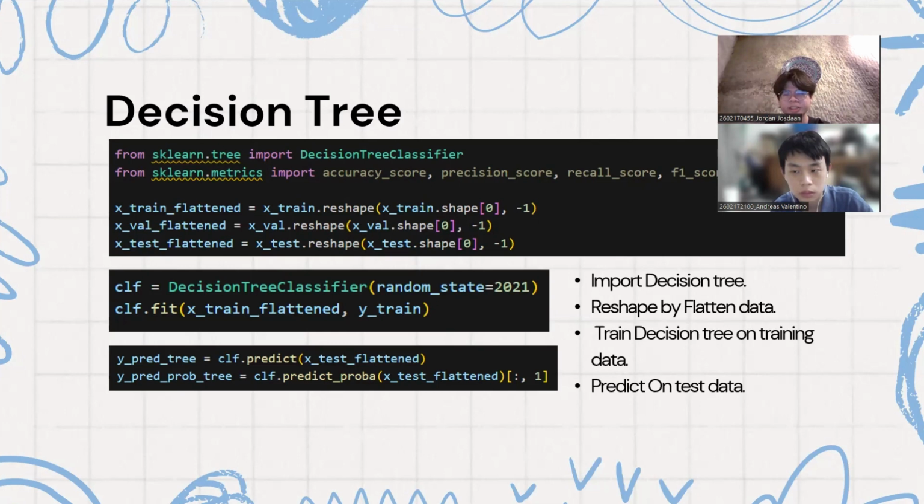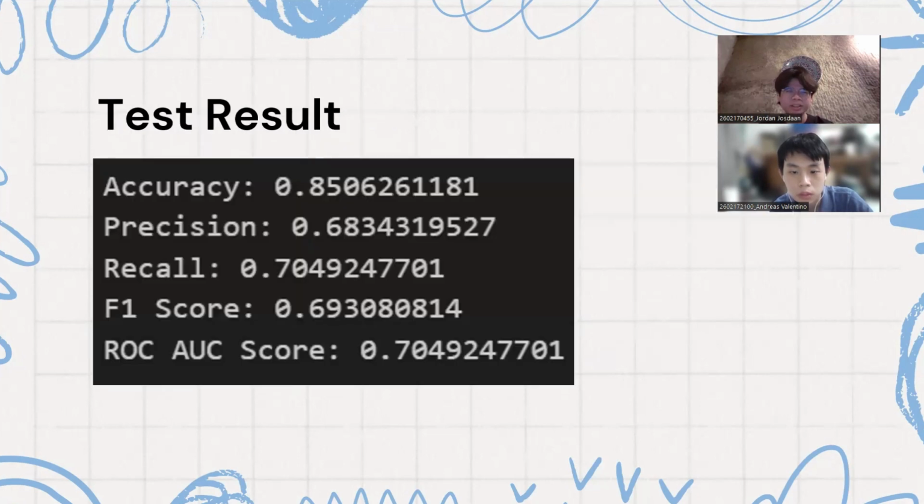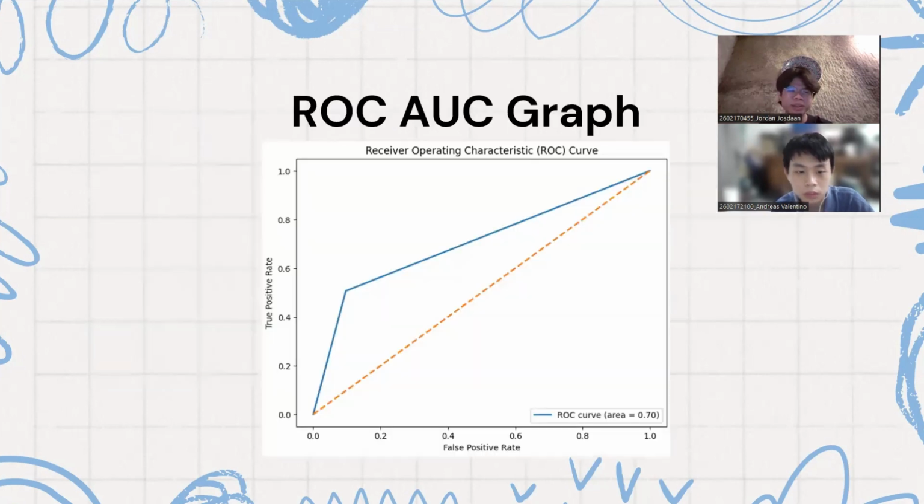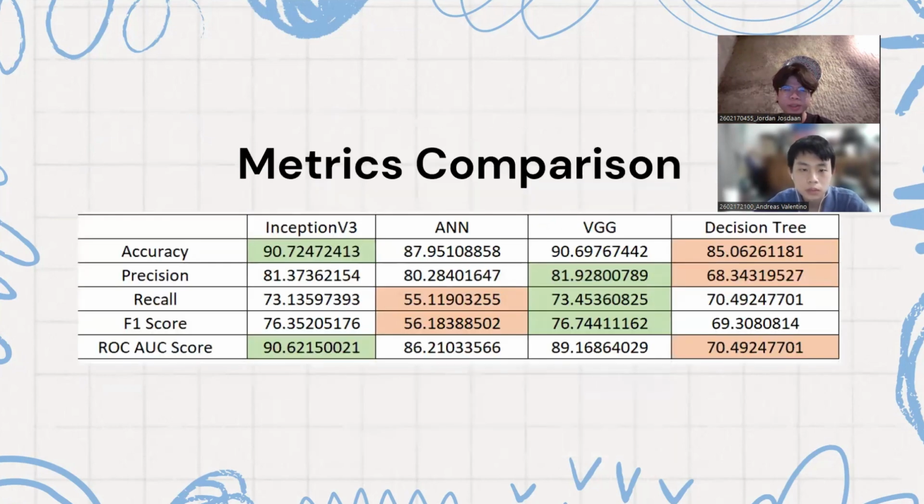And next, we create a decision tree classifier model with a fixed random state. We then train the classifier using the fit method. After training the model, we proceed to make predictions on the flattened test data using the predict method, which outputs the predicted class labels. And from there, we obtain the probability estimates for the positive class using the predict_proba method, extracting the probabilities from the second column of the output array. And here's the test result for the decision tree. And this is the ROC-AUC.